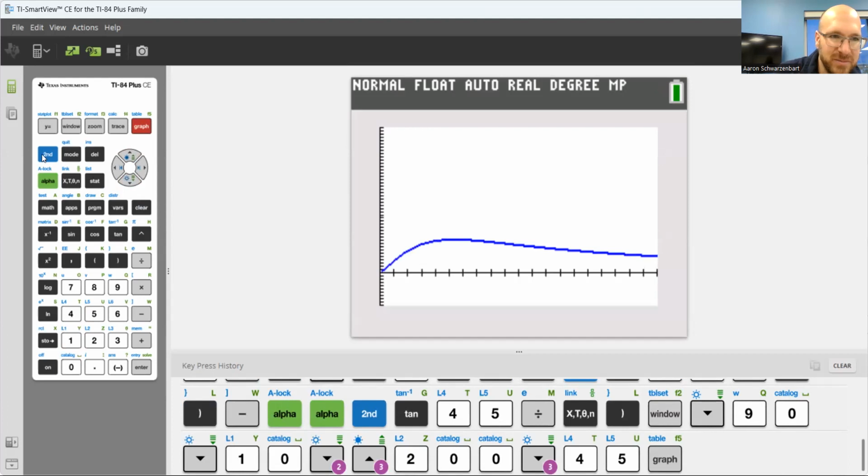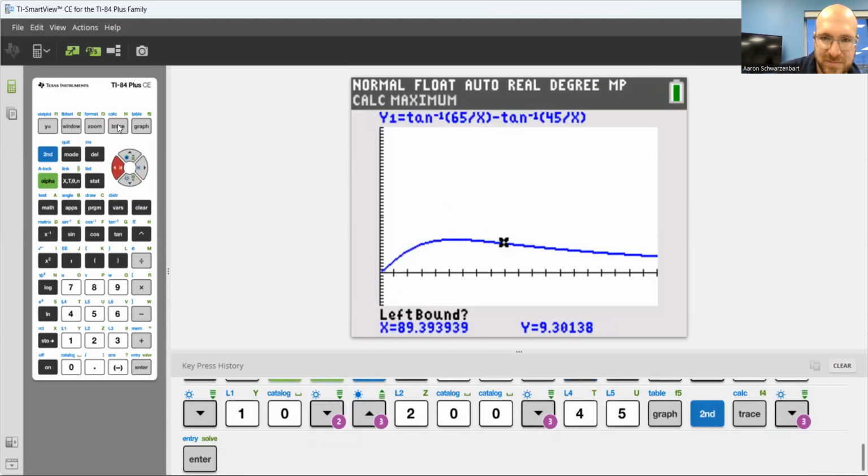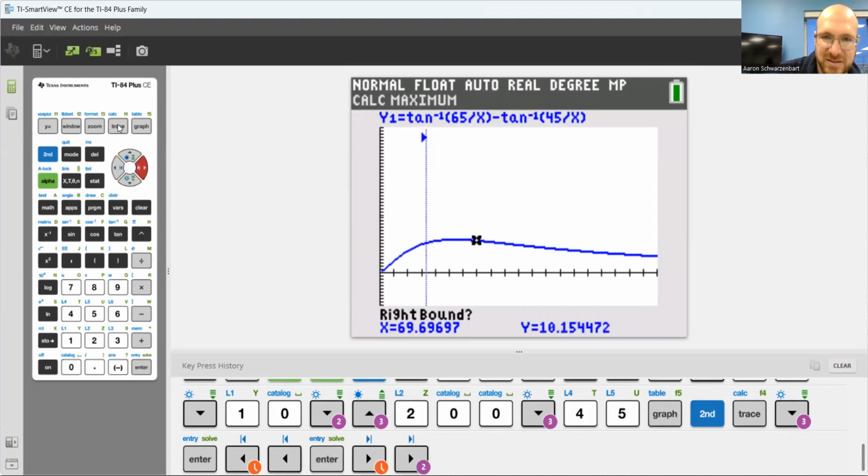Okay, I see a maximum. So I'm going to find a max. Get somewhere on the left side, somewhere on the right side. I don't care what my guess is. And my maximum angle is about 10.47. My maximum angle is the Y's, and it's 54 feet from the back wall.